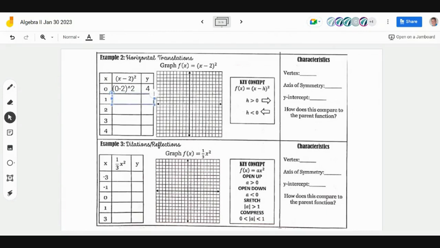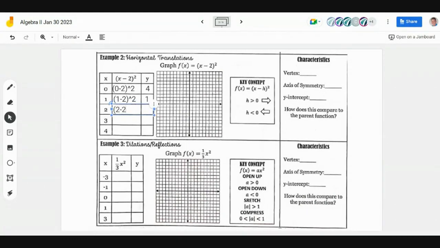Okay, let's look at the next one. This one's 1 minus 2 squared. So 1 minus 2 is -1. Negative 1 squared is 1. All right, so we're just doing the math, just substituting these x's right here into the equation and solving. Let's do one thing at a time.